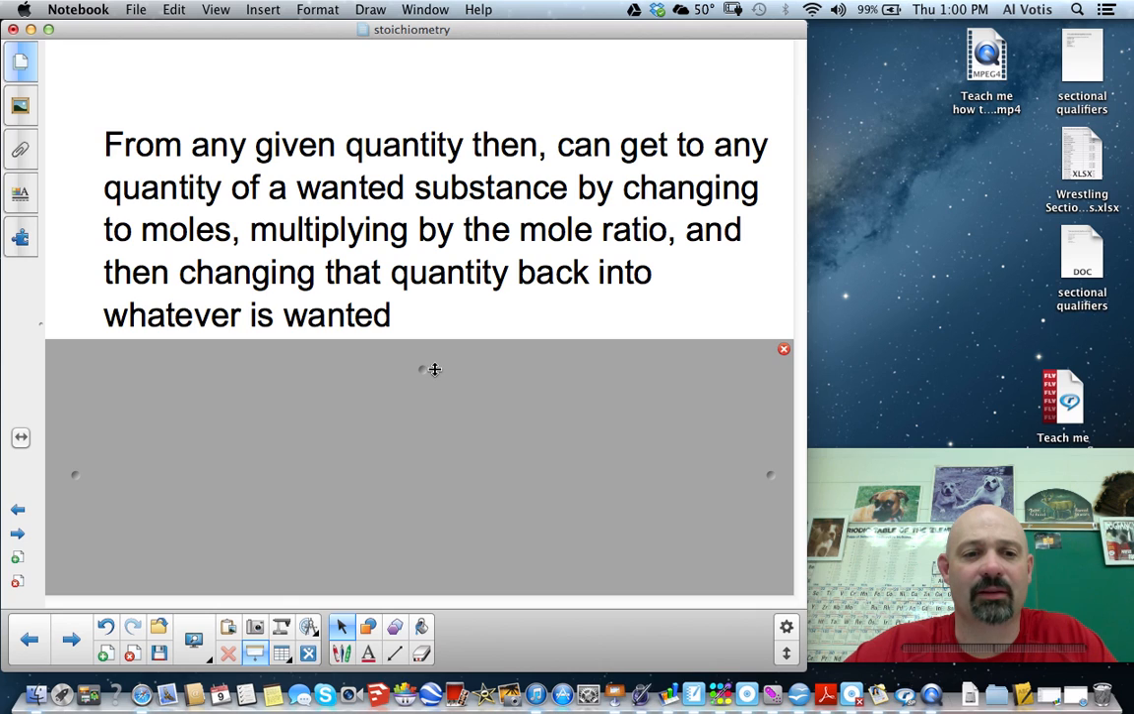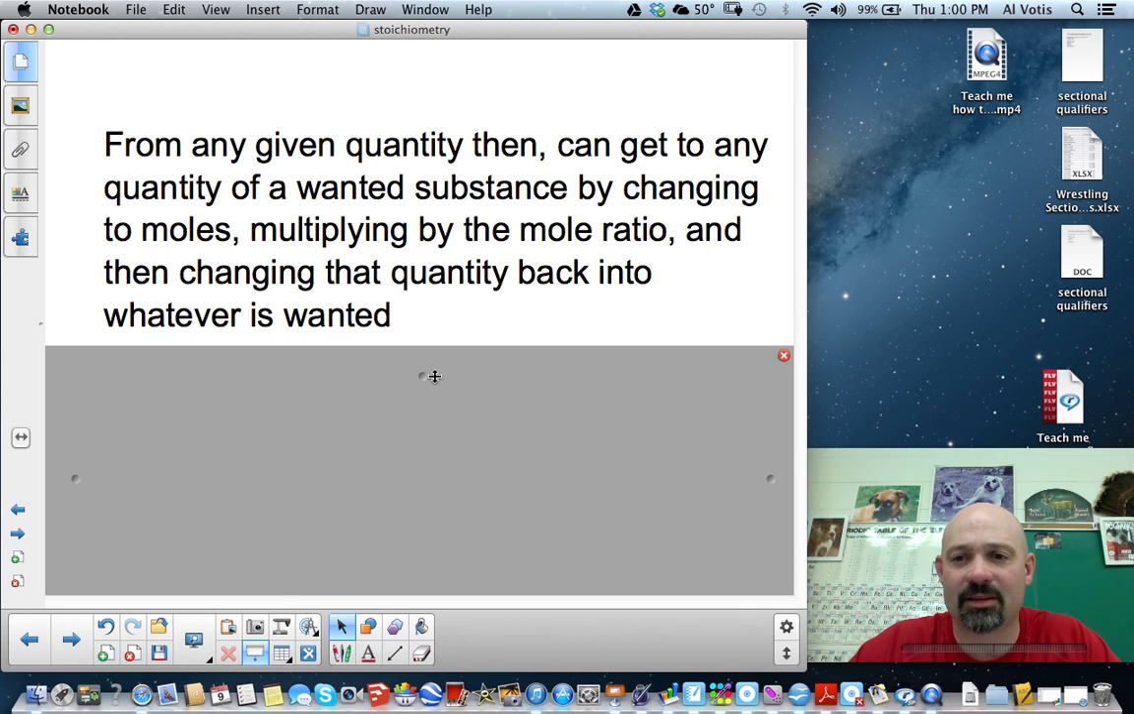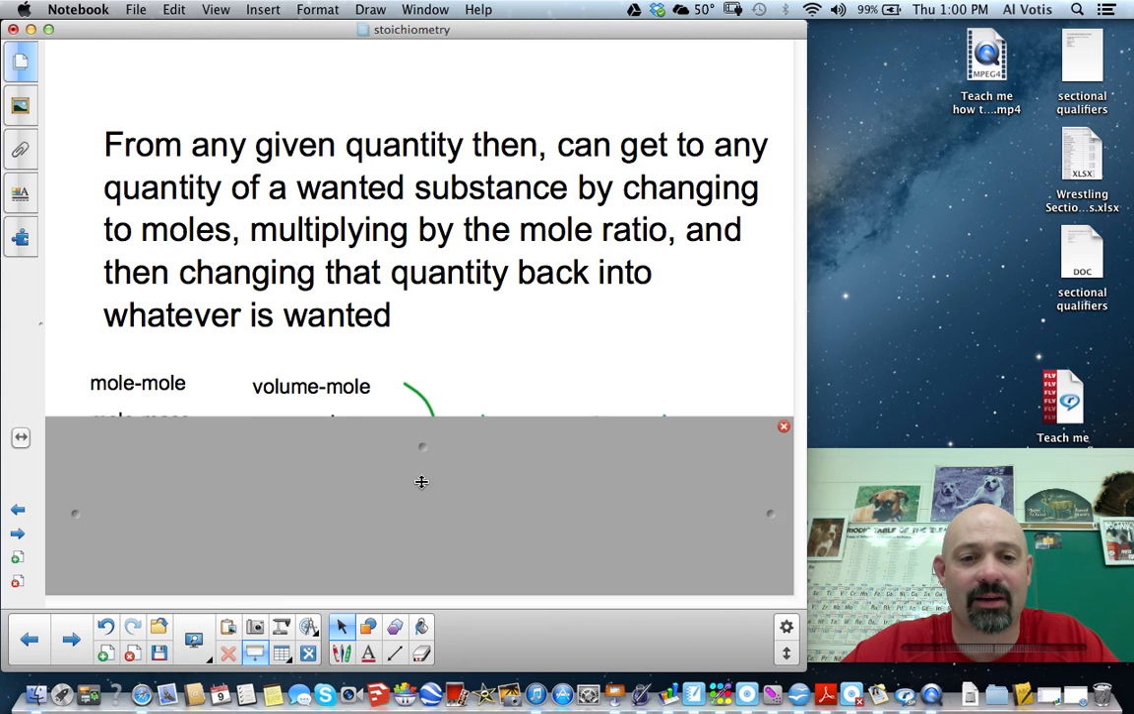So again, we can get from any quantity of a given substance to any other quantity of a substance that we want by using our mole ratio. We change to moles, we multiply by the mole ratio, which gives us moles of our new substance, and then we can change that into whatever quantity we need at the end.